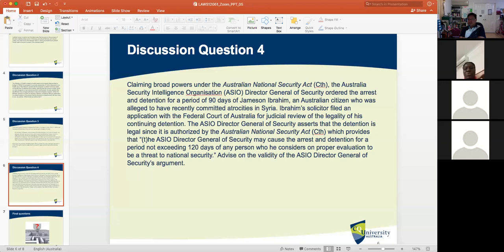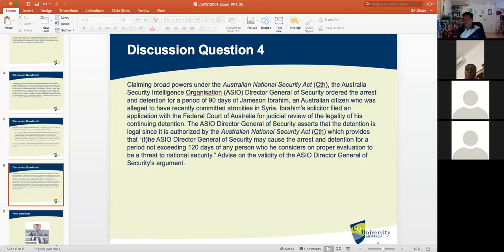Which brings to the question about the power of habeas, the remedy of habeas corpus, whereby the courts have the power to examine the legality of arrest and detention of citizens. So, having established that there is a right against unreasonable arrest or detention, which means the executive cannot just arbitrarily arrest somebody, it now leads us to the other question: whether the ASIO Director General, in causing the arrest and detention of Jameson Ibrahim for a period of 90 days, in conformity with a legislative enactment, the Australian National Security Act Commonwealth, can be said to have validly acted.